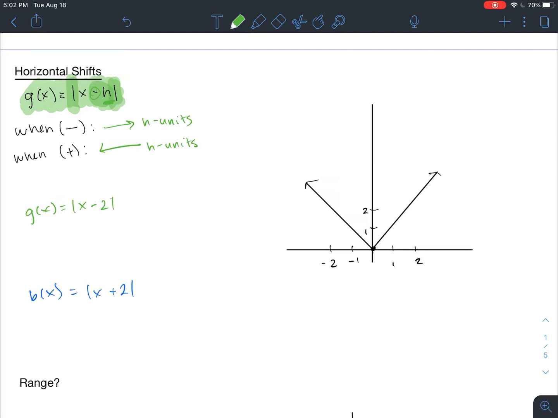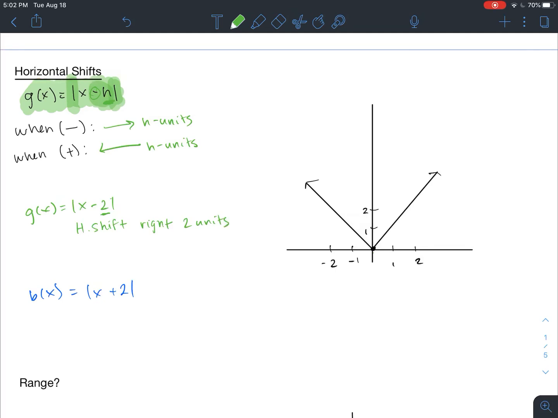So what does that look like? Right here, I already have our parent function. Now let's go ahead and graph this function that we have. Like we said, we have a negative number right here. So when it's negative, we're going to shift to the right. So this is a horizontal shift to the right. How many units? h units, or in this case 2 units.